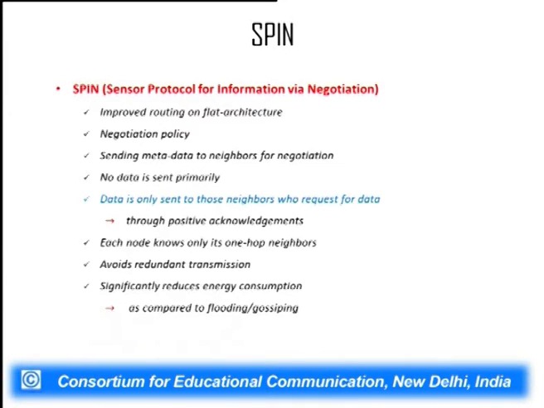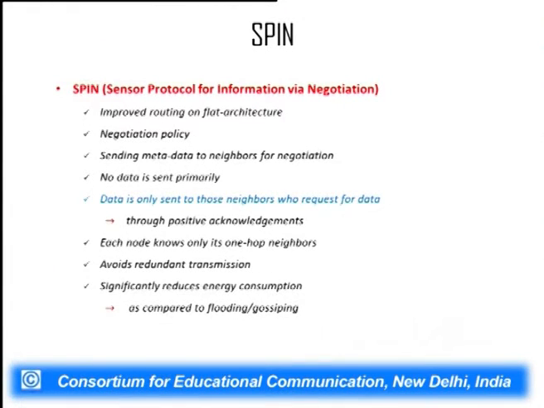Next we have SPIN. SPIN stands for Sensor Protocol for Information via Negotiation. What happened in flooding and gossiping is that data was being forwarded to its neighbors, whether they were asking for the data or not, whether they were ready to relay the data forward or not, right? In this case, SPIN, though it is a protocol for flat architecture only, first tries to negotiate with its neighbors whether they actually want the data or not. If they deny, the data will not get forwarded to that particular neighbor.